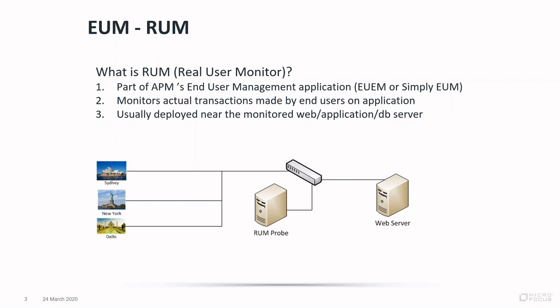Here, you can see locations like Sydney, New York, and Delhi trying to access a web server, for some service like yahoo.com, for example. Whatever data comes here, we will capture it and report it. I'll explain this in full depth in the next slide. Just have a look, and if it comes to mind, think about this diagram and how it works.